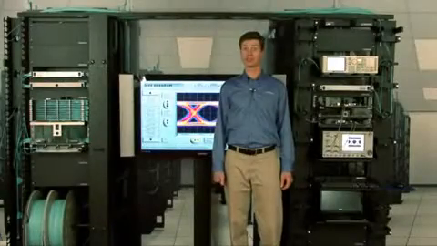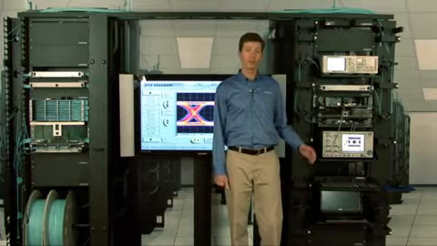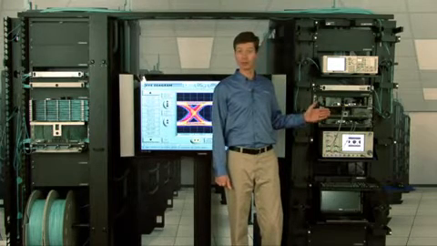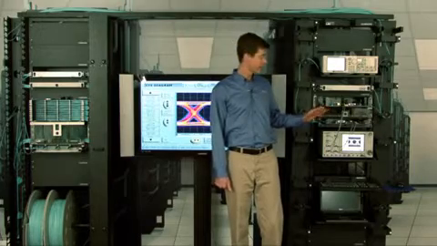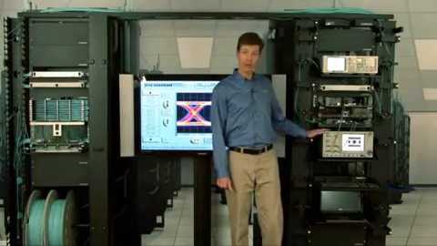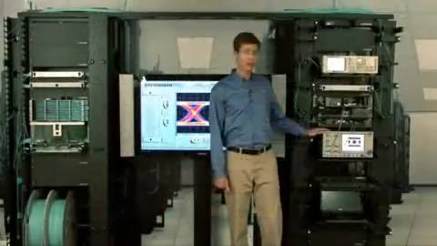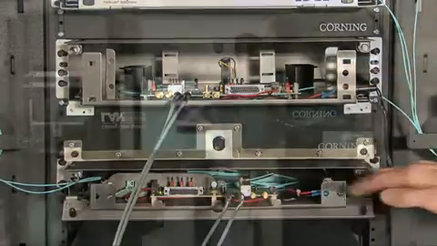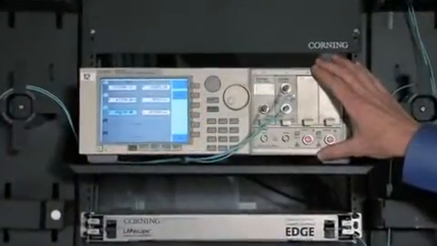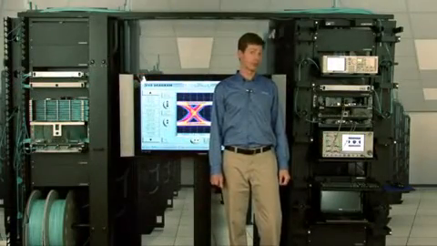Here we have a demonstration of ClearCurve multimode fiber in a simulated data center environment. On this side, we have the EDA, or equipment distribution area, which typically houses a server or a switch. Instead of one of those, we're using a bit error rate tester to analyze system performance. Other components include optical transceivers, one for transmit, one for receive, and an optical attenuator. The system runs at 10 gigabits per second over 300 meters of OM3 fiber.